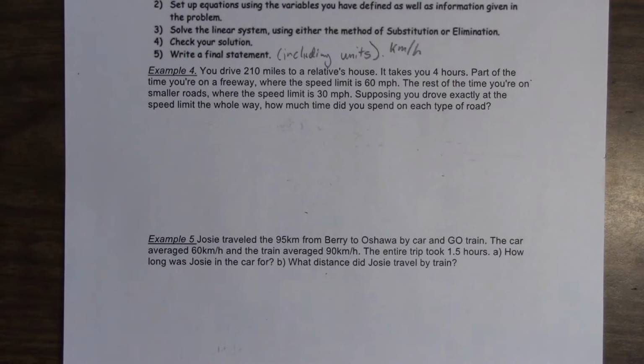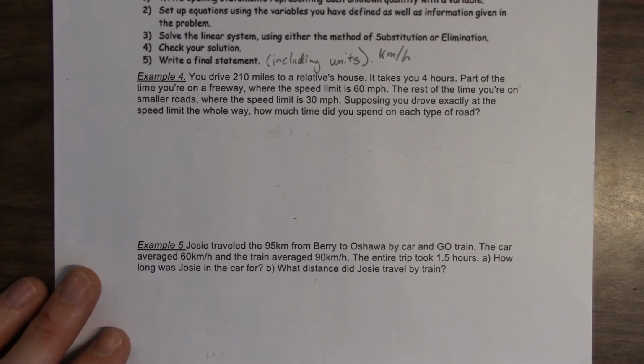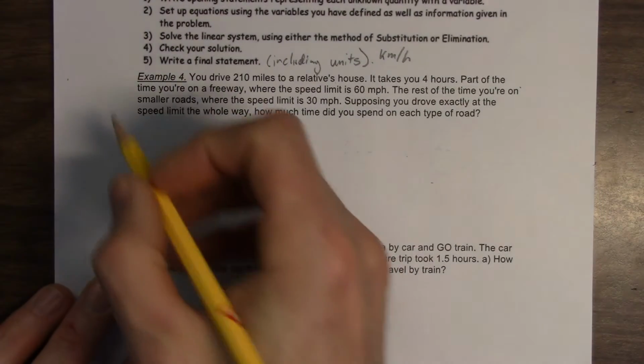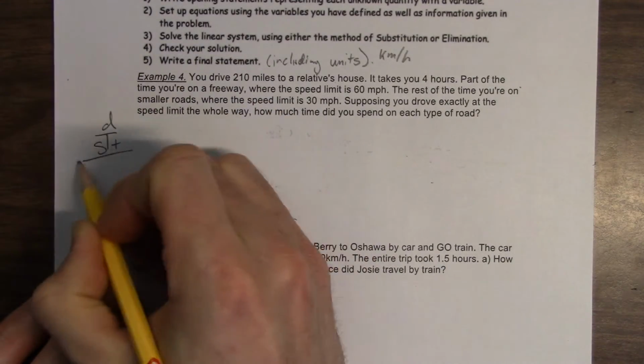All right, here, example 4. You drive 210 miles to a relative's house. It takes you 4 hours. Part of the time you're on a freeway where the speed limit is 60 miles per hour. The rest of the time you're on smaller roads where the speed limit is 30 miles per hour. Supposing you drove exactly at the speed limit the whole way, how much time did you spend on each type of road? Ooh, okay, so I think we're going to need the distance, speed, time triangle, right?